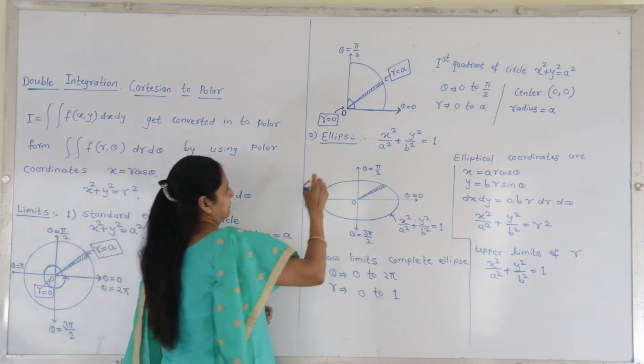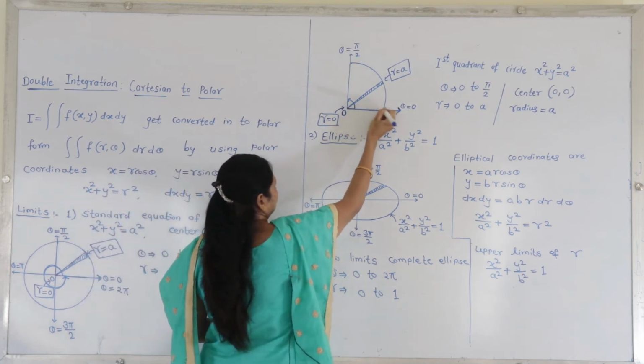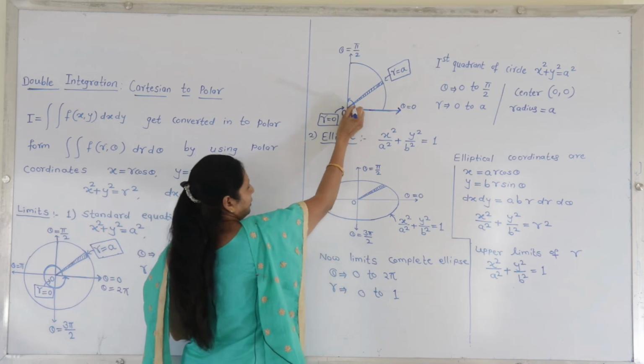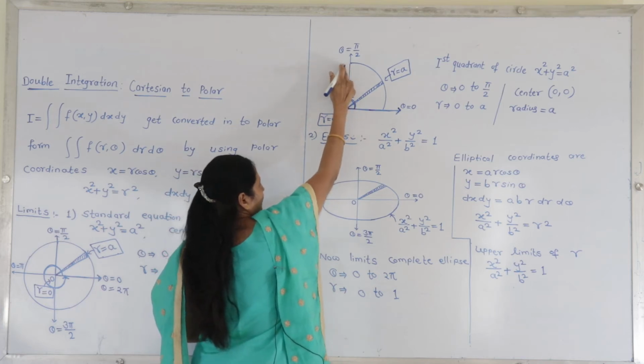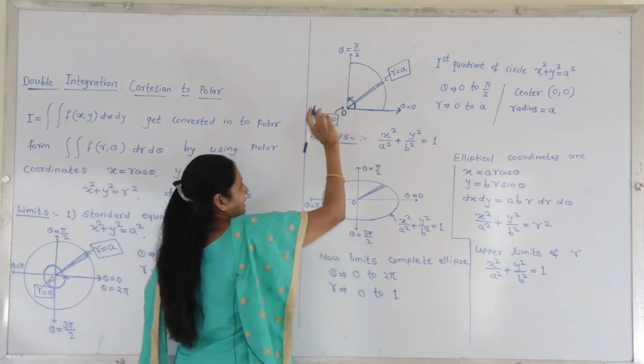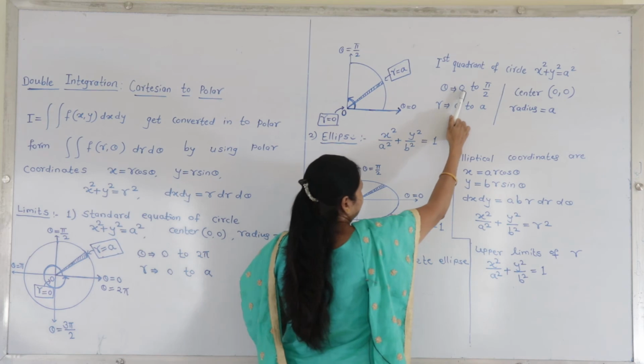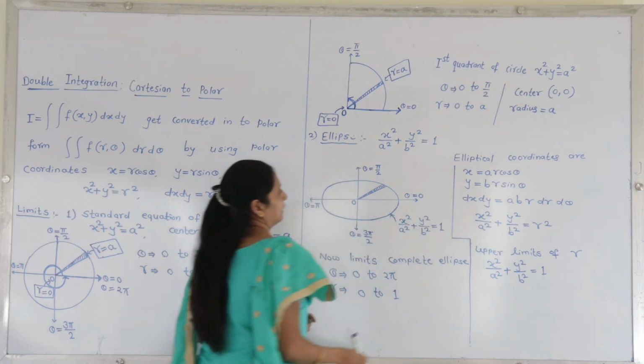Rotation of this strip: now the rotation will start from theta is equal to 0 and it will end on the line theta is equal to pi by 2, that is 90 degrees. Therefore limits of theta is 0 to pi by 2.